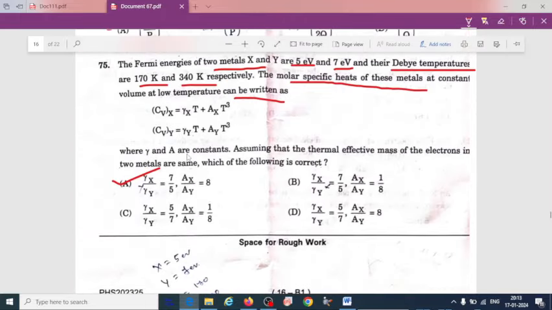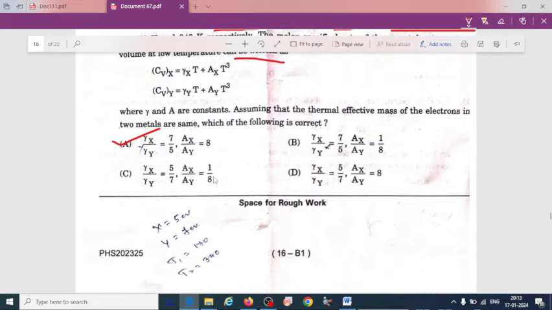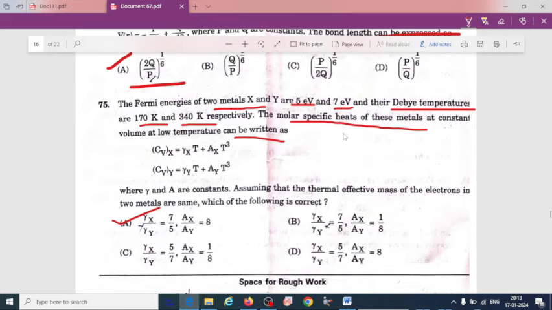So the question looks difficult, but if you have the formula for molar specific heat, you can easily calculate the answer.